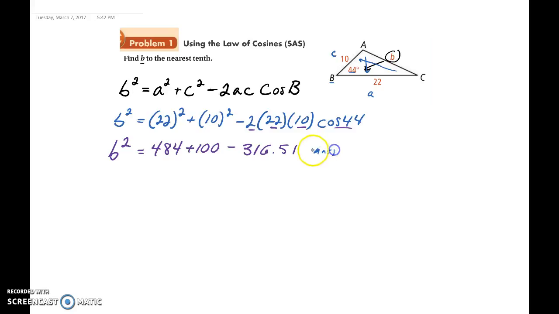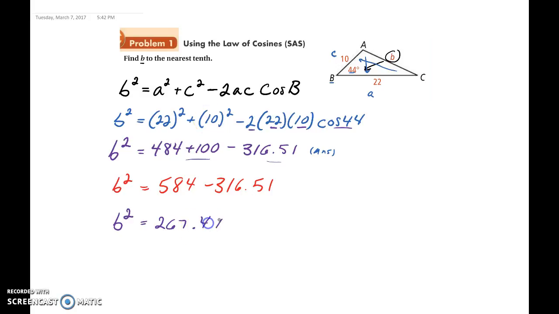Now remember, we just round this number here, so you should always be using your answer key on your calculator. Then we will combine these three. 484 plus 100 is equal to 584, so b squared is equal to 584 minus 316.51. So then that will give us b squared is equal to 267.49, and then we will take the square root of each side.